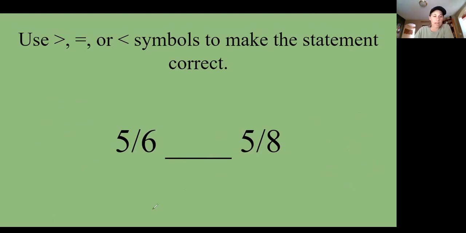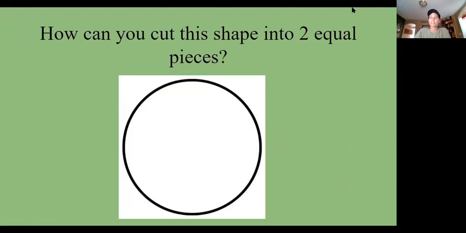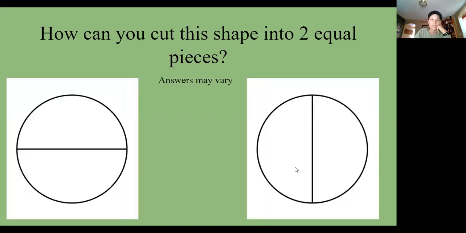Okay, and now we're going to take a look at some of these pieces. One thing that is important to remember with fractions is that they have to be equal pieces. When you say part over whole, and you're talking about them cut into different pieces, they have to be equal pieces. So can you cut this into 2 equal pieces? It would look something like this. Okay, you could cut it in different ways as well, but these are the most common.